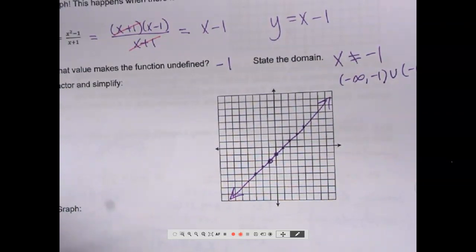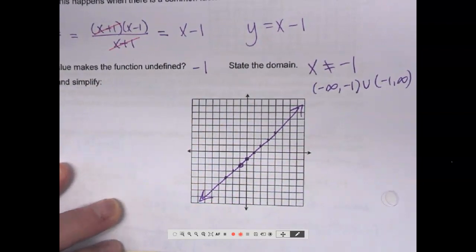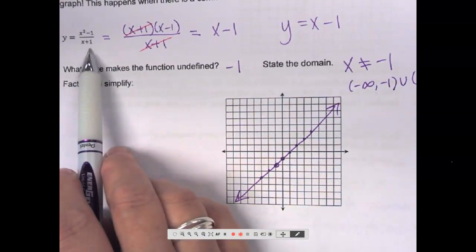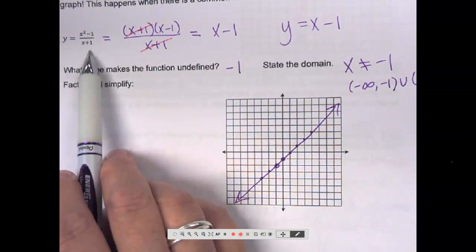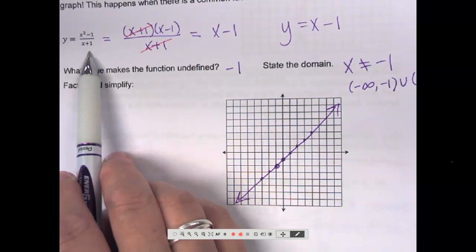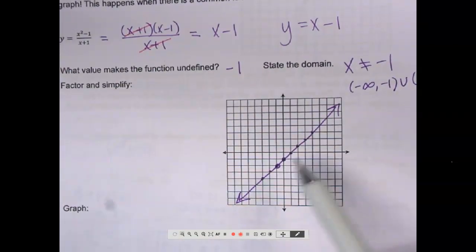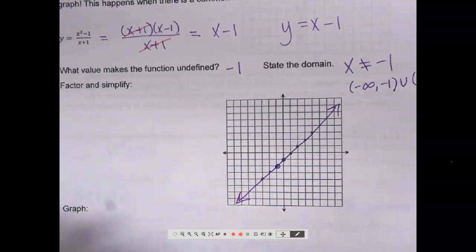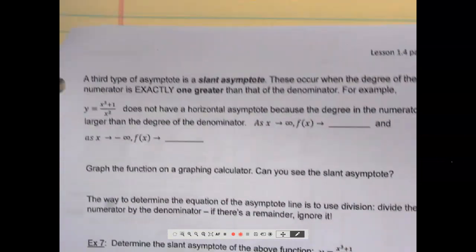Question? So every little thing that makes our denominator 0 is not going to be a vertical asymptote, but it will always be undefined. It can appear as a hole in the graph. Are we okay? All right.